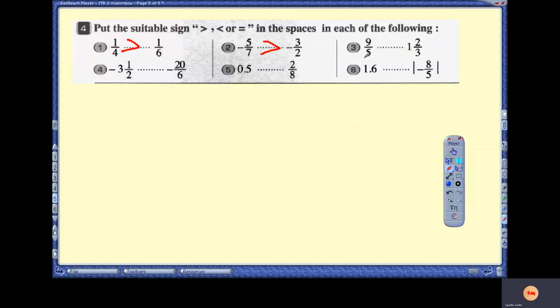9 over 5, here is 1 and 2/3. Multiply 3 times 1 equals 3, plus 2, it will be 5 over 3. Then you need to find the common denominator of the two rational numbers. The common denominator is 15.